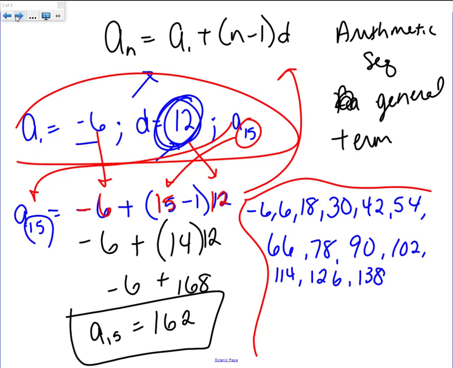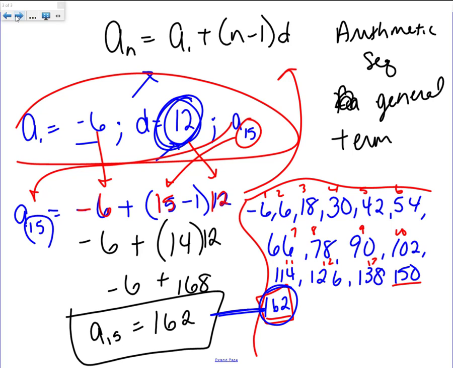So I'm going to stop for a second and I'm going to count. There's 1, 2, 3, 4, 5, 6, 7, 8, 9, 10, 11, 12, 13. I need 14, 15, and 15 is my answer. Okay. So I have 138 plus 12, I get 150. 150 plus 12 gives me 162.